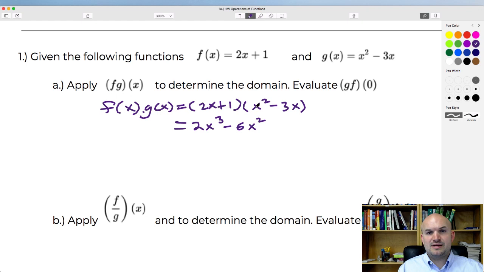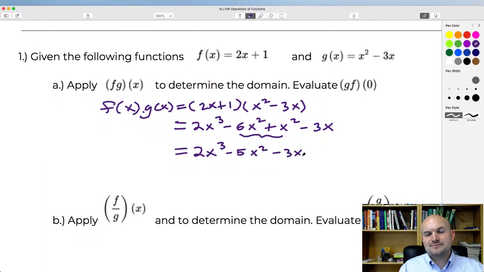Oh, these actually do combine. x squared times 1 is going to be a positive x squared. And then 1 times negative 3 is going to be a negative 3x. And now I can combine my like terms here. And therefore, this is going to give me 2x cubed, this becomes a negative 5x squared minus 3x.